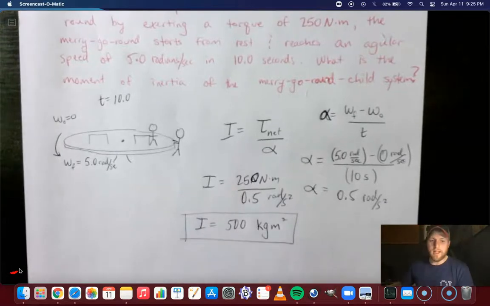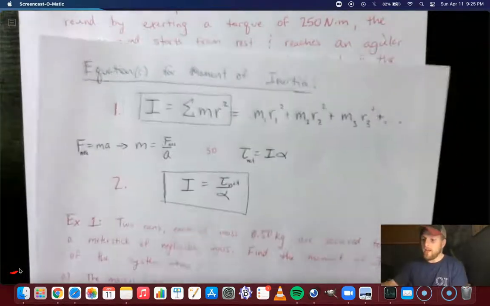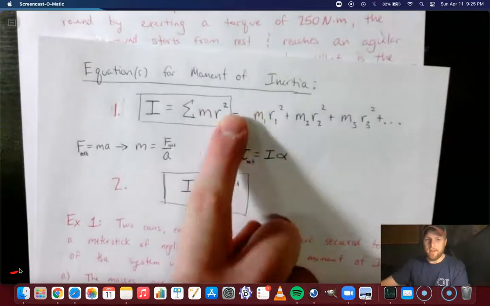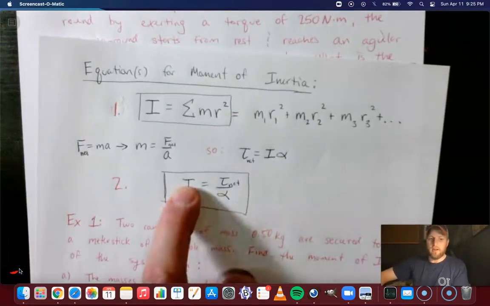So you likely at this time won't have an intuitive sense for what's a big number, what's a small number for moment of inertia, but that's okay. So folks, there you have it. The two different ways that we can get at the moment of inertia of an object. We can calculate it by knowing all the masses and distances, or we can know the torque and know the acceleration and find it that way.